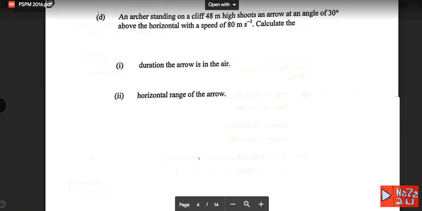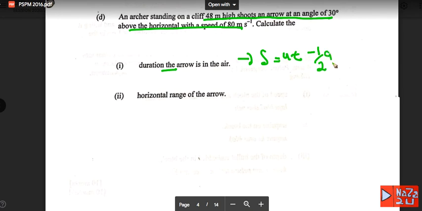Continue to number D. An archer standing on a cliff 45 meters high shoots an arrow at an angle of 30 degrees above the horizontal, with a speed of 80 meters per second. Calculate the duration of the arrow in the air. So the time t. To calculate the time t here, you can use the equation s equals ut minus half g t squared.